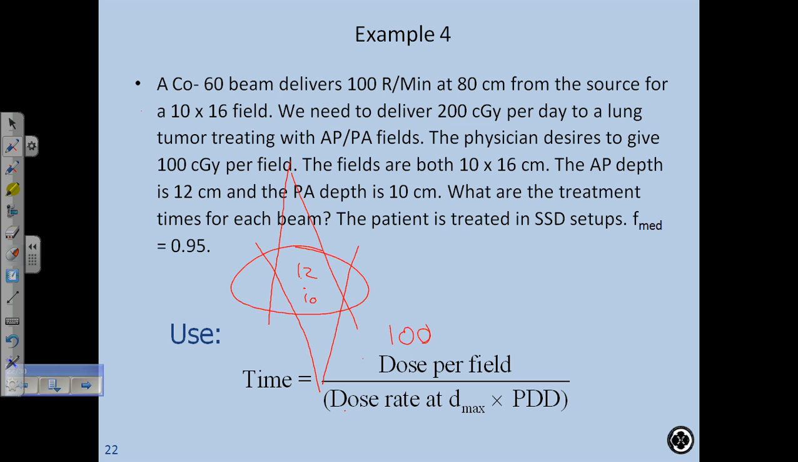Okay, and this depth is 10 and that depth is 12. That's basically a schematic of what's going on here. So we'll treat the PA first, and then we'll rotate the gantry around, and the isocenter is right here. Rotate the gantry around, and we'll treat the AP.